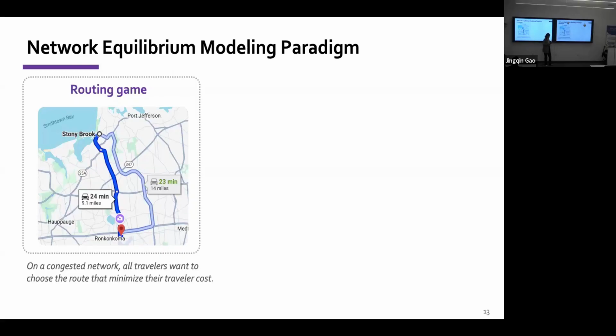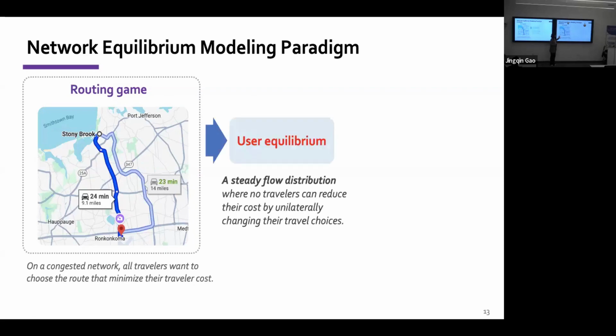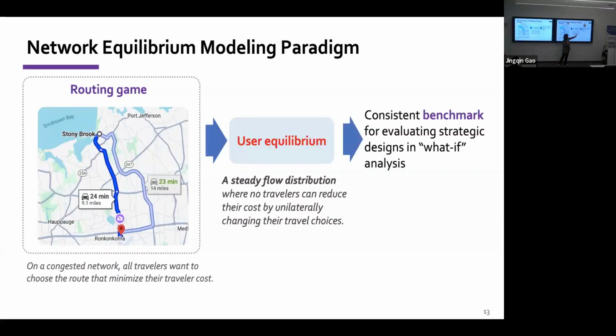Using this game theoretical framework, we can predict the steady state of these routing games, what we call user equilibrium, or Wardrop equilibrium. If you are familiar with game theory, it is analogous to the Nash equilibrium, but the players can be infinitesimally small. Using this steady state as a benchmark, we can go on to compare different strategic plans in what-if analysis and select the better one.